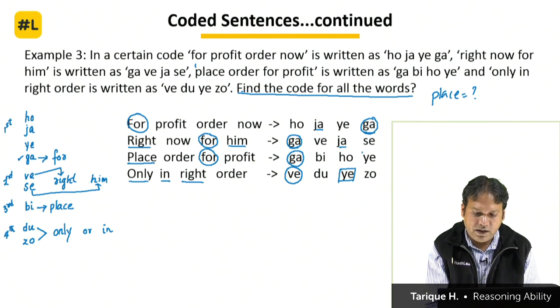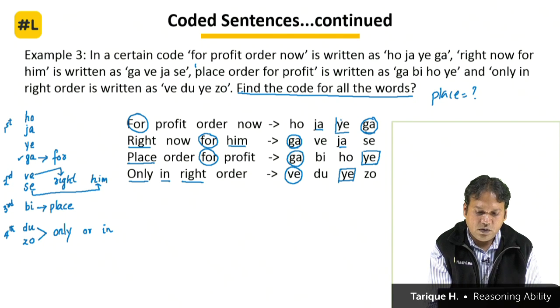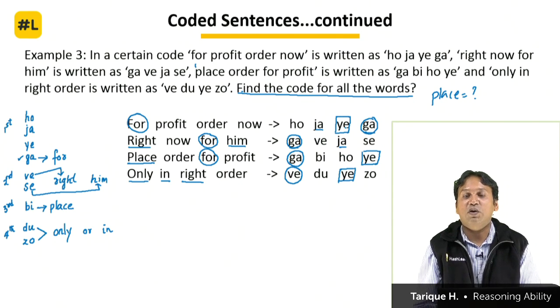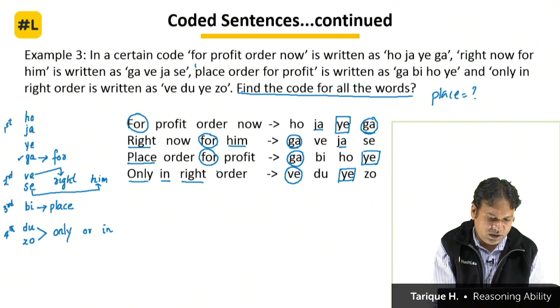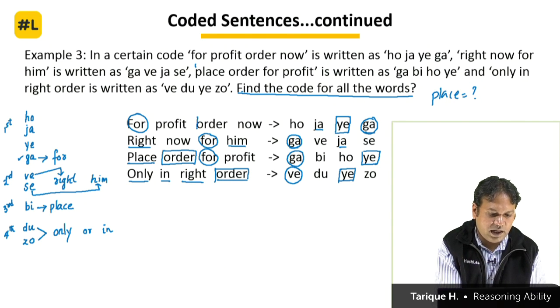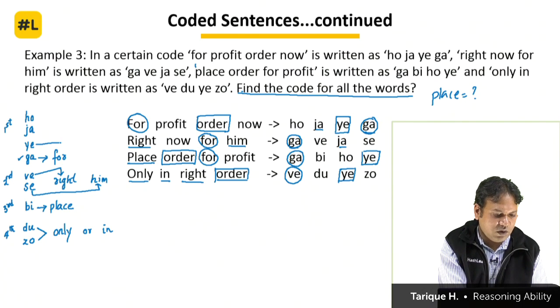It is in the fourth sentence, in the third, and also in the first. So which is that word which is also there in fourth, third and first? You see, order. Order is in the fourth sentence, in the third sentence as well as the first one. So what does it mean? It means ye is order.